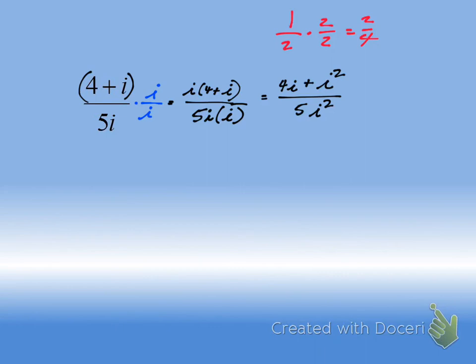Your next step is going to be clean up your i squares, because we all know that i squared is -1. Good. So we have equals 4i plus a -1, so just -1, all over 5 times -1 gives you -5.